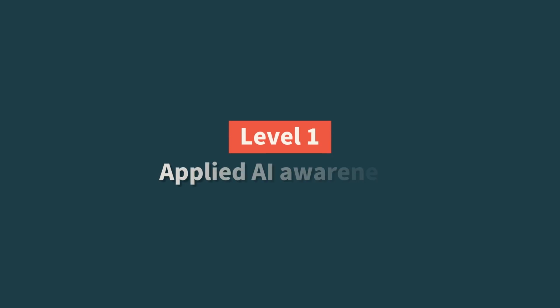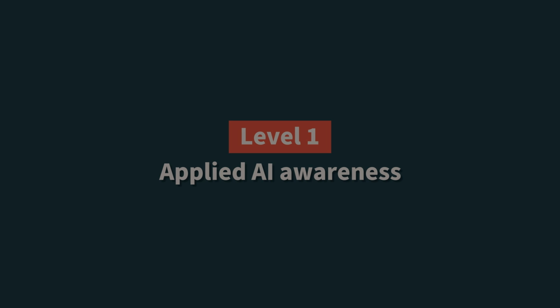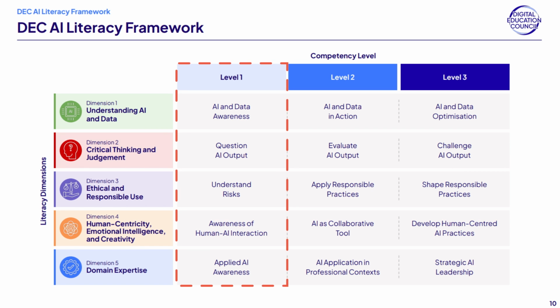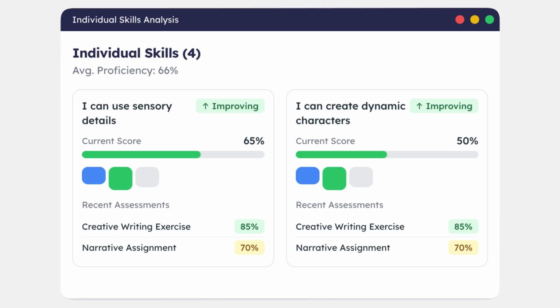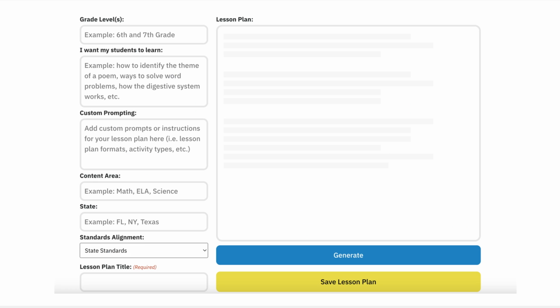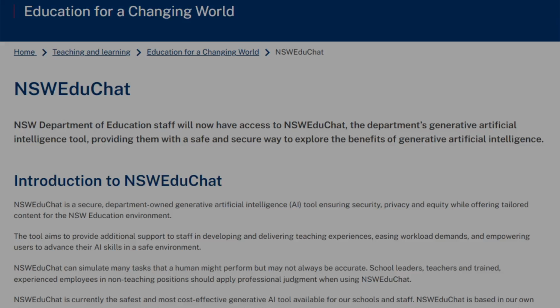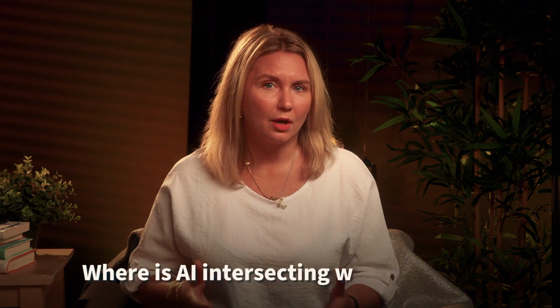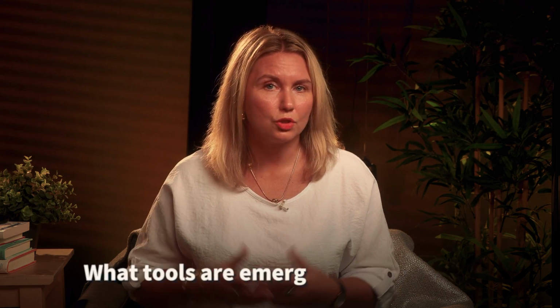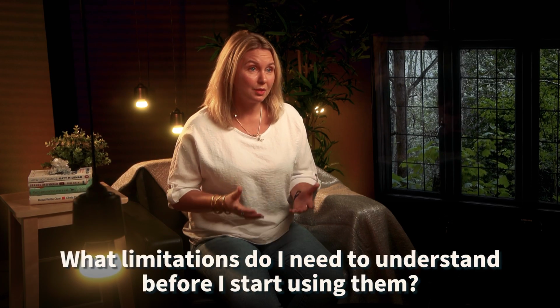Level 1, applied AI awareness. At level 1, it's about recognition and awareness. Educators are beginning to see how AI is showing up in the profession: automated marking, lesson plan generators, AI tools in the classroom. It's about asking, where is AI intersecting with my role? What tools are emerging in my space? What limitations do I need to understand before I start using them? This stage is about curiosity and noticing, not mastery.